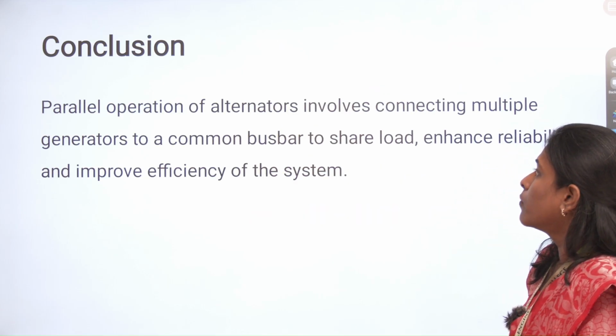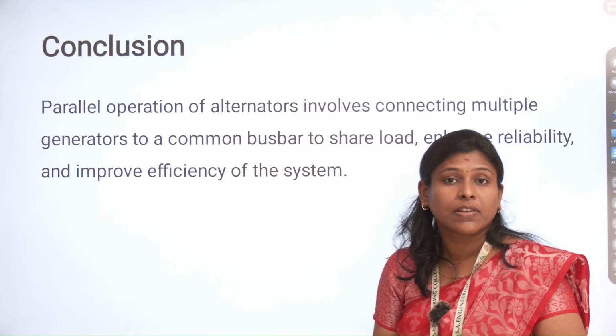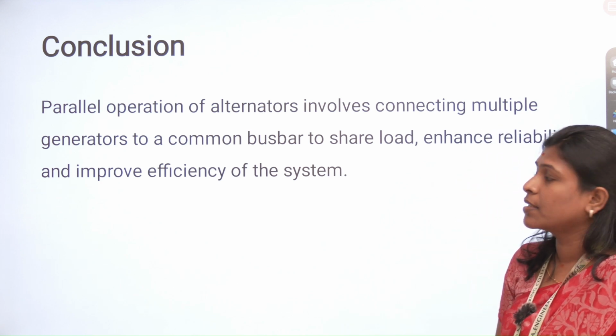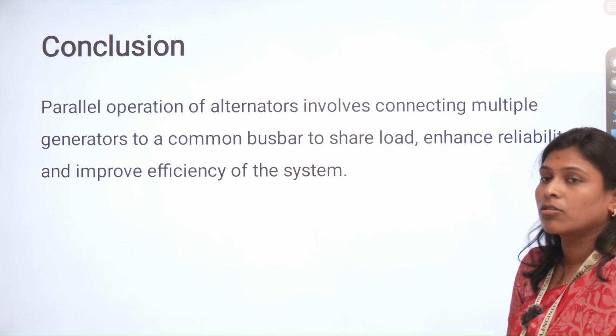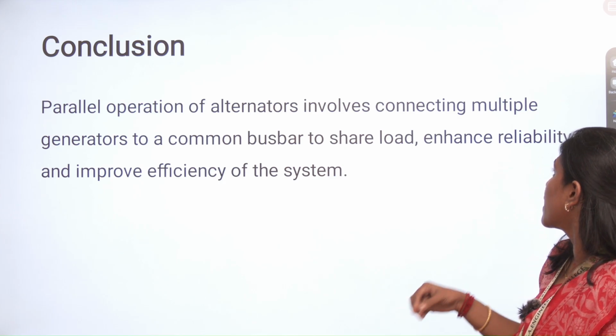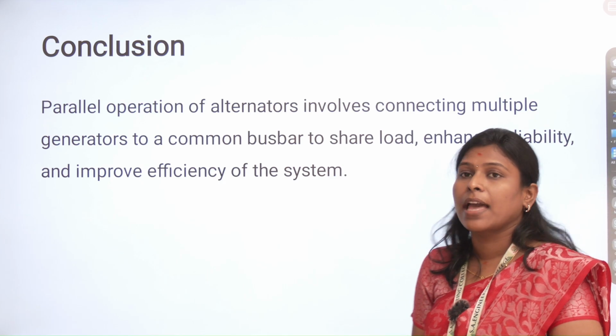In conclusion, we have seen that parallel operation of alternators involves connecting two alternators in parallel to a common bus bar to share the load, so that it can enhance the reliability and improve the efficiency of the system.